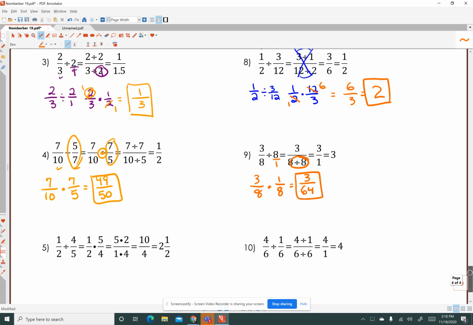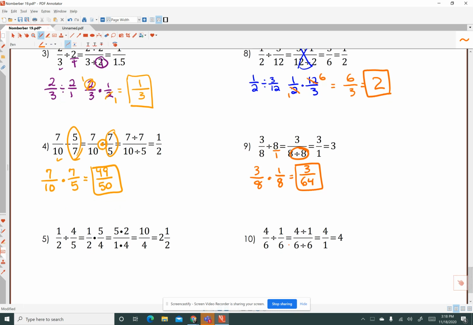And now our last problem. 4/6 divided by 1/6 should be 4/6 divided by 1/6 divided by 6. Let's check this. 4/6 divided by 1/6. We rewrite as 4/6 times 6 over 1. And then we can reduce this by cross simplifying, which equals 4 over 1, which equals 4. So they just used that alternative method.